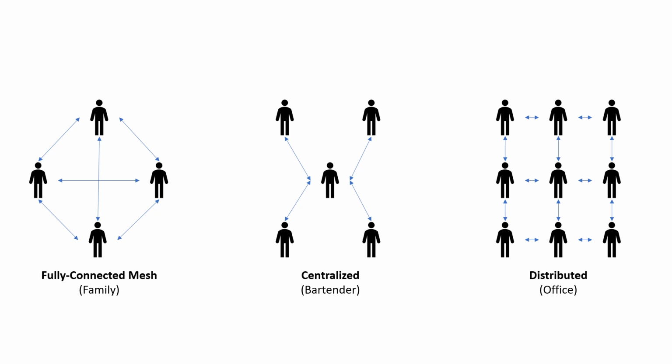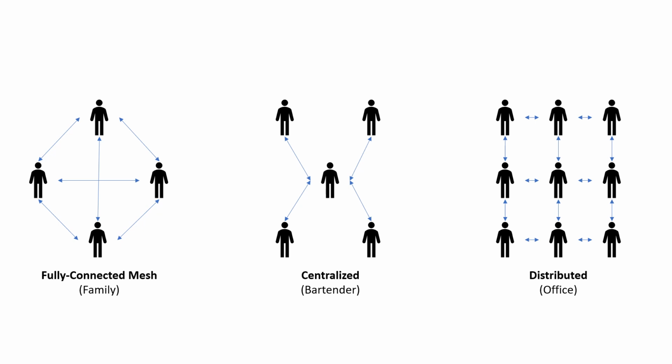We have a more centralized network, which you might imagine to be like a bar, where there's a bartender that everyone is connected to, but other people are not necessarily connected to one another. And then a more distributed network where each person is connected to two other people or three other people. And this might represent more of an office setting.